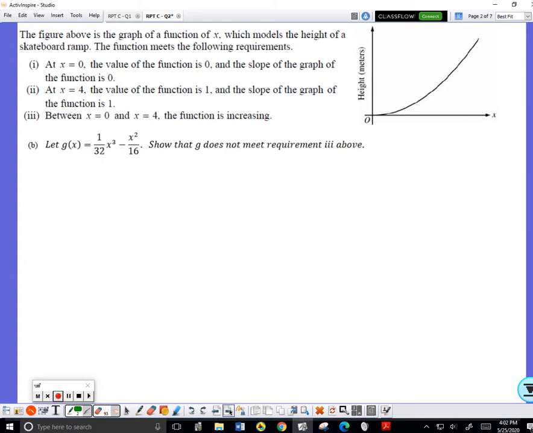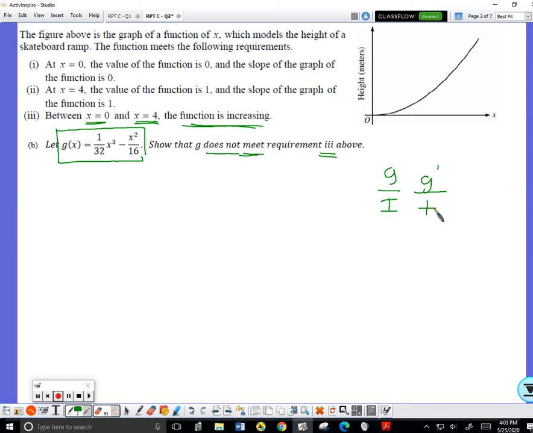Okay, let g of x equal this. Show that g does not meet item 3. So item 3 says we're supposed to show that the function g is increasing from x equals 0 to x equals 4. So that's Danica's chart. So g is increasing as long as g prime is positive.